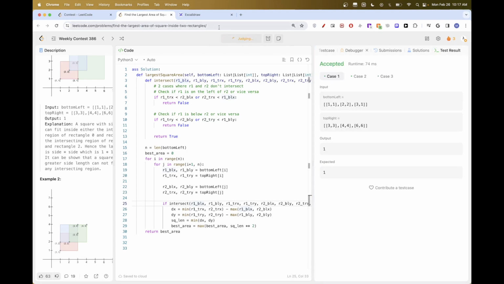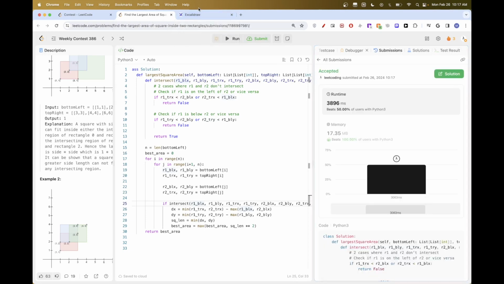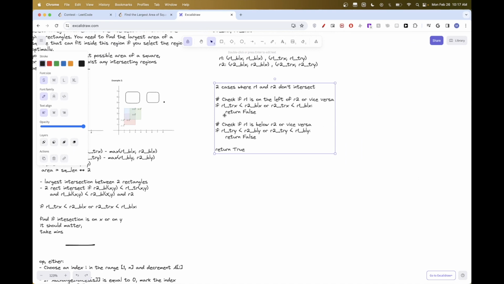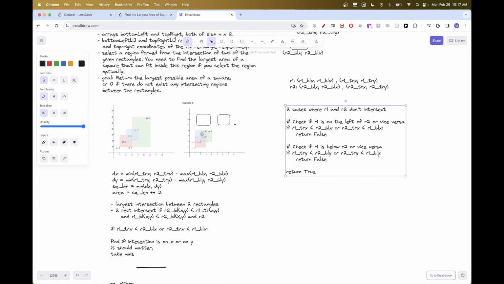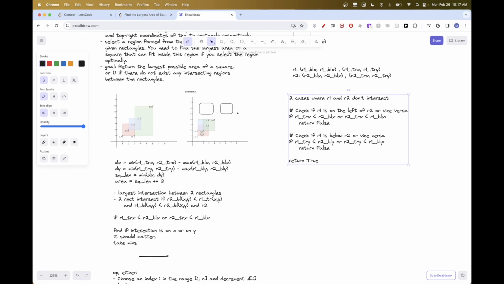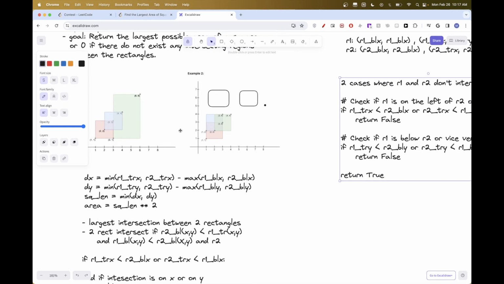Looks good. And that gets accepted. Okay, yeah, and that's pretty much the idea. Sorry, by the way, about the drawing technical difficulties here, but I hope this was easy to understand.